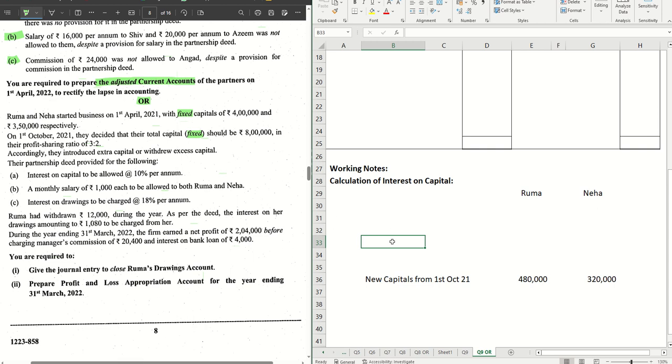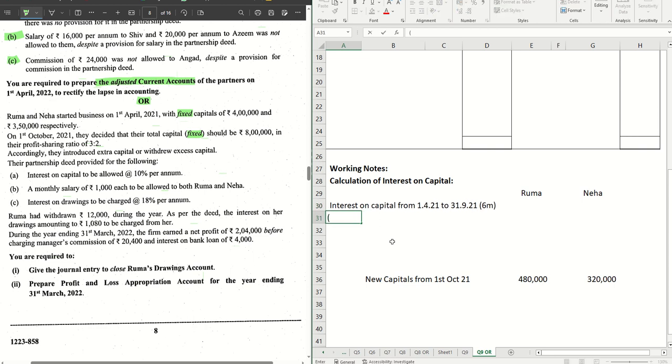So here, let's do the interest on capital calculation. For Ruma, how much will be the interest on capital for the first 6 months? Now, from April 1st till 30th September is 6 months, and from 1st October till 31st March is 6 months. We have to break down the entire calculation. Okay, so interest on capital from 1/4/21 to 30th September 21, right? 6 months.